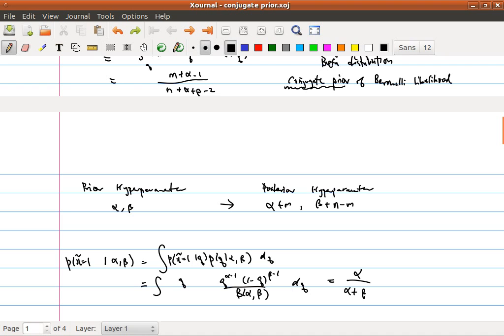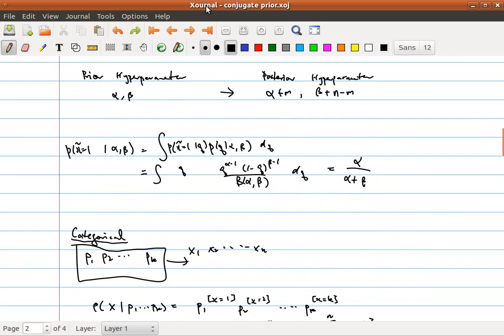If we do the integral, of course this is just equal to Q, and p(Q | alpha, beta) is the beta distribution. So this is really the mean of the beta distribution, and we know that the mean is just equal to alpha over alpha plus beta. So given the hyperparameters alpha and beta, the probability of getting the next outcome to be 1 is just alpha over alpha plus beta.